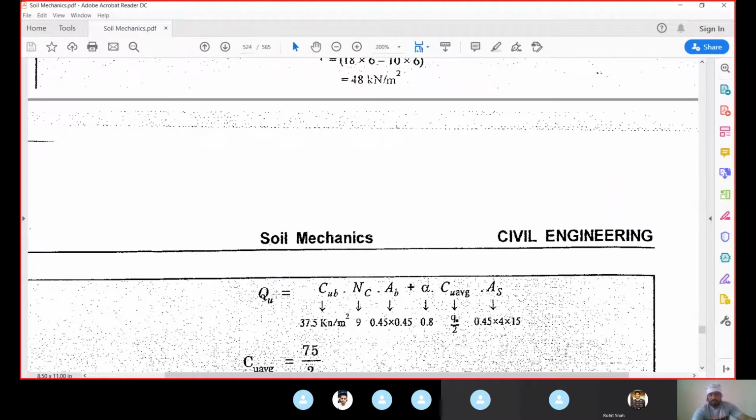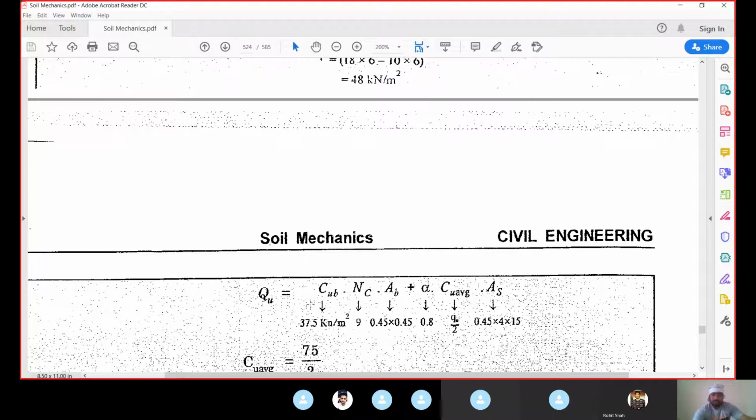Now the ultimate load capacity for a pile driven in clay is given by this formula. This is CUB, the cohesion at the base of the pile, multiplied by NC, multiplied by the base area, plus alpha, the adhesion factor, multiplied by CU average that we have to take for the surface area of the pile, multiplied by the surface area.